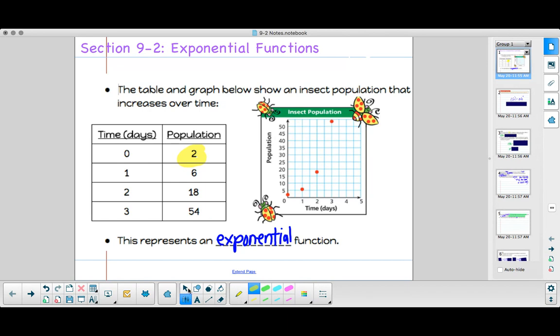If you look at the graph of these points, you can see that if you connect them, they're not going to make a straight line. They're actually making a curve, and the curve is increasing pretty quickly. This is an example of an exponential function.